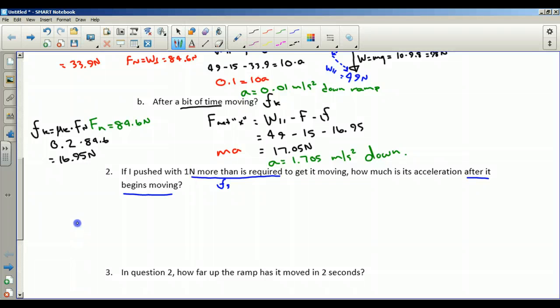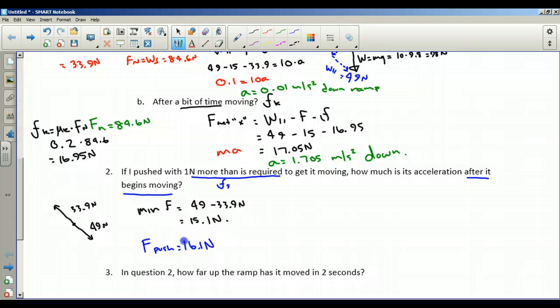Well, we know that without any push force, we have up the ramp 33.9 newtons, and we have down the ramp our 49 newtons. So the minimum push force that we need is equal to 49 newtons minus 33.9 newtons, which ends up being then 15.1 newtons. So then we are going to be pushing with F push equal to 16.1 newtons. And then we're just repeating part B here with 16.1 newtons.